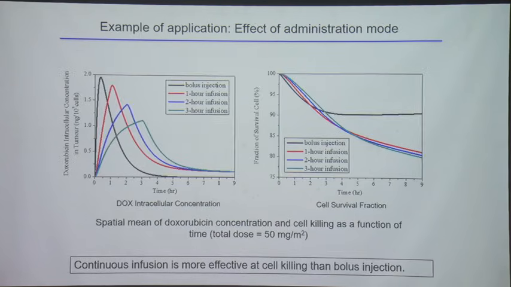Right, so the 2D or 3D model allows you to look at the spatial distributions, but you can also look at the temporal variations, whereby you average the concentration within the tumor volume, and then look at how it varies as a function of time. So here, the example shows, on the left, a set of curves, and these are the doxorubicin intracellular concentration within the tumor as a function of time.